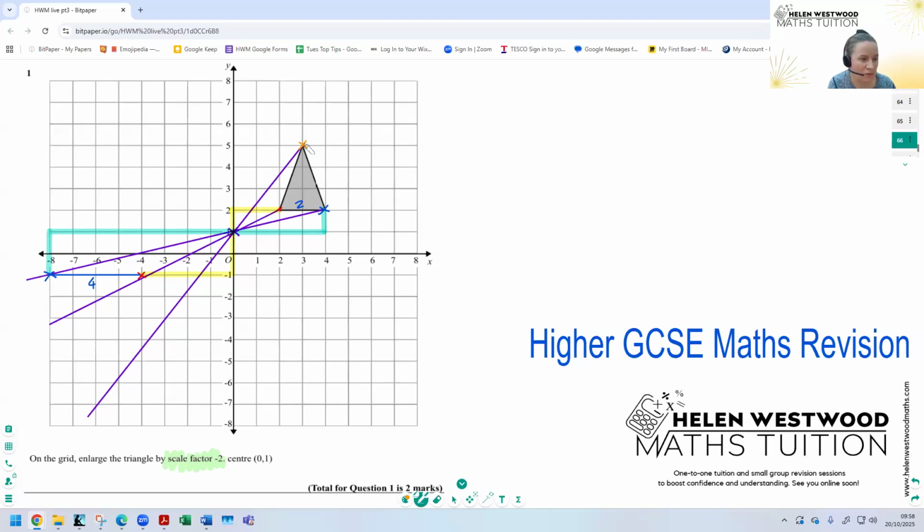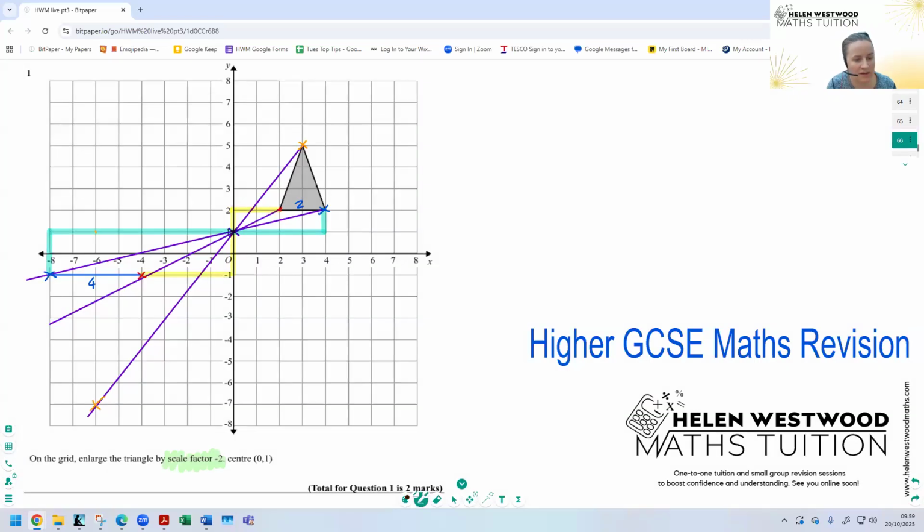When we look at this final corner, the distance from that orange corner to the centre of enlargement, we can see we go down 1, 2, 3, 4 across 3. So we're going to start by going across 6. So 2, 4, 6. And then where we've gone down 4 initially, or up 4, depending which way you're reading, we're now going to go down 8. So 2, 4, 6, 8. So that corner is going to be located just there.